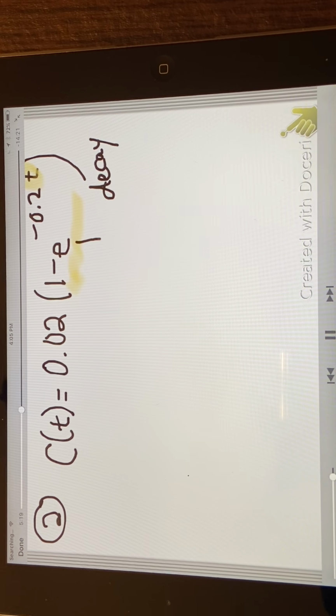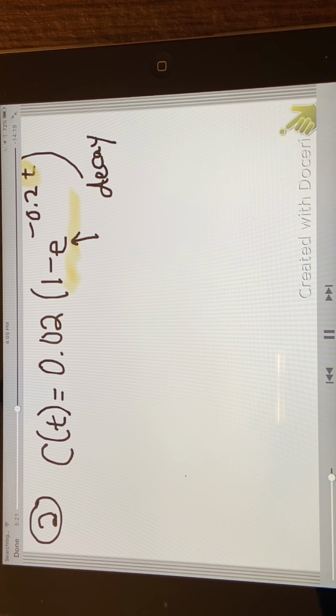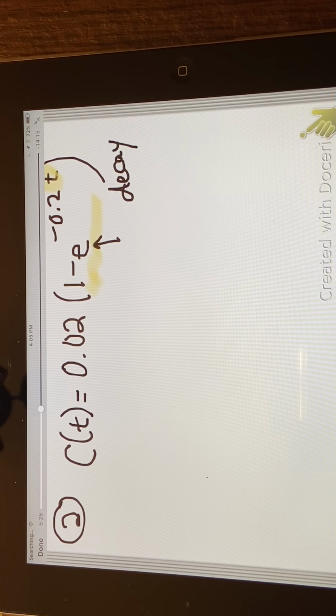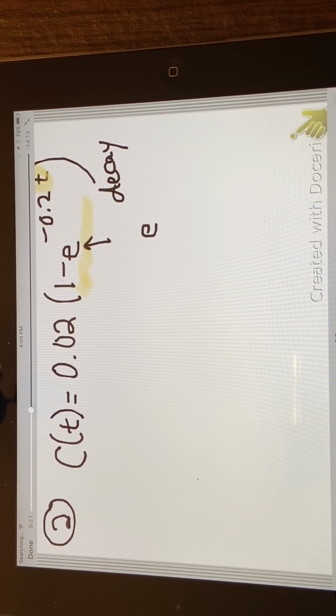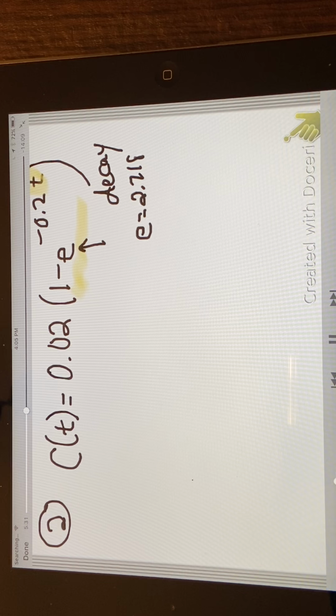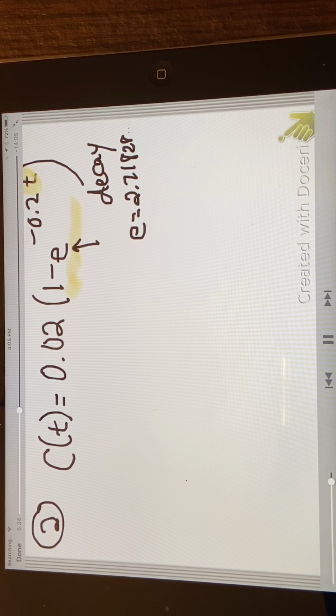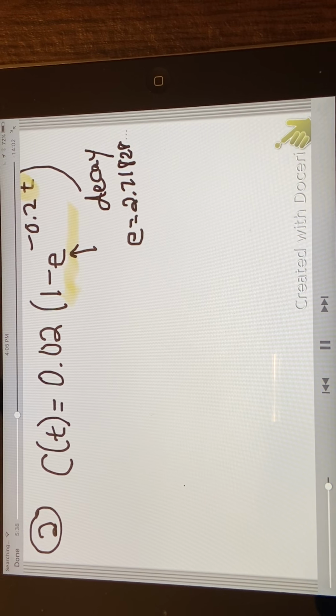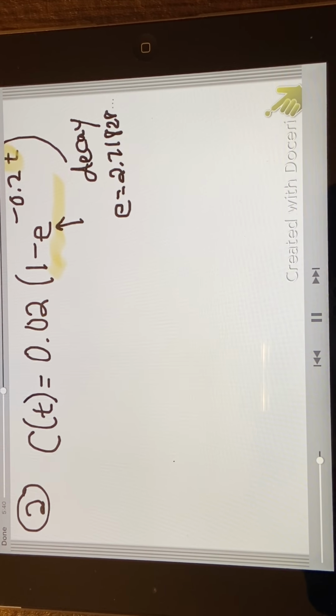And I need to remind you that e comes into play. Okay, hopefully you remember e from Algebra 2. e is a number. It exists on your calculator. It's roughly 2.71828... It keeps going. So it's such an important number. It's like pi. It has its own symbol in the calculator.